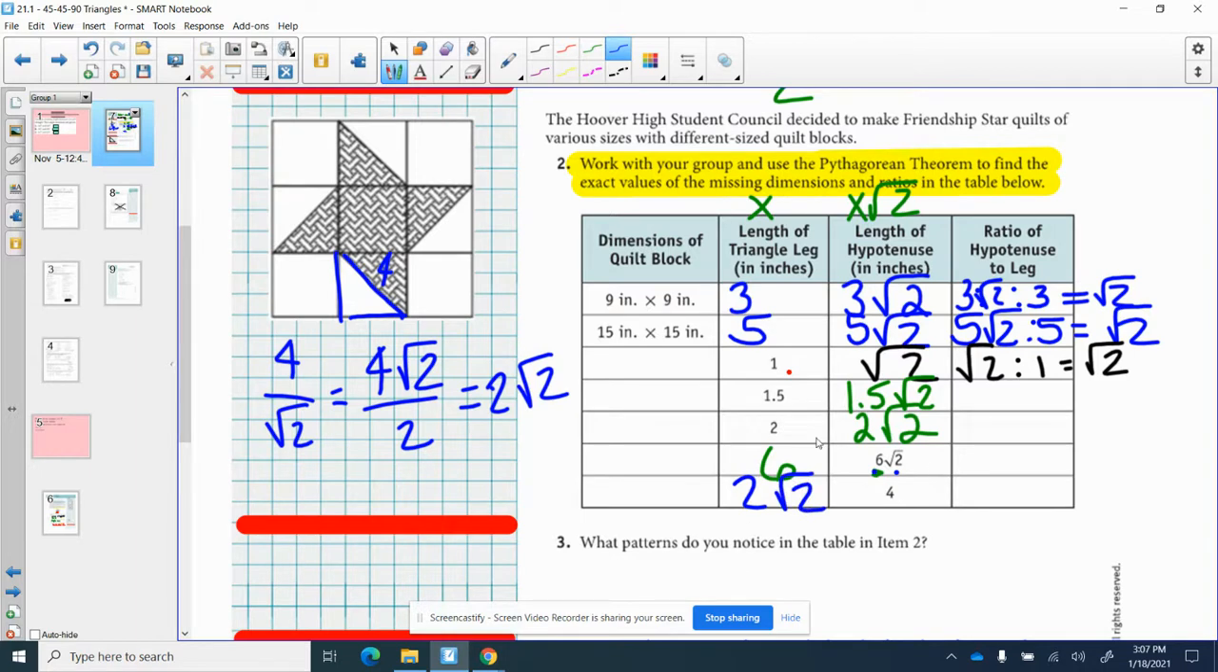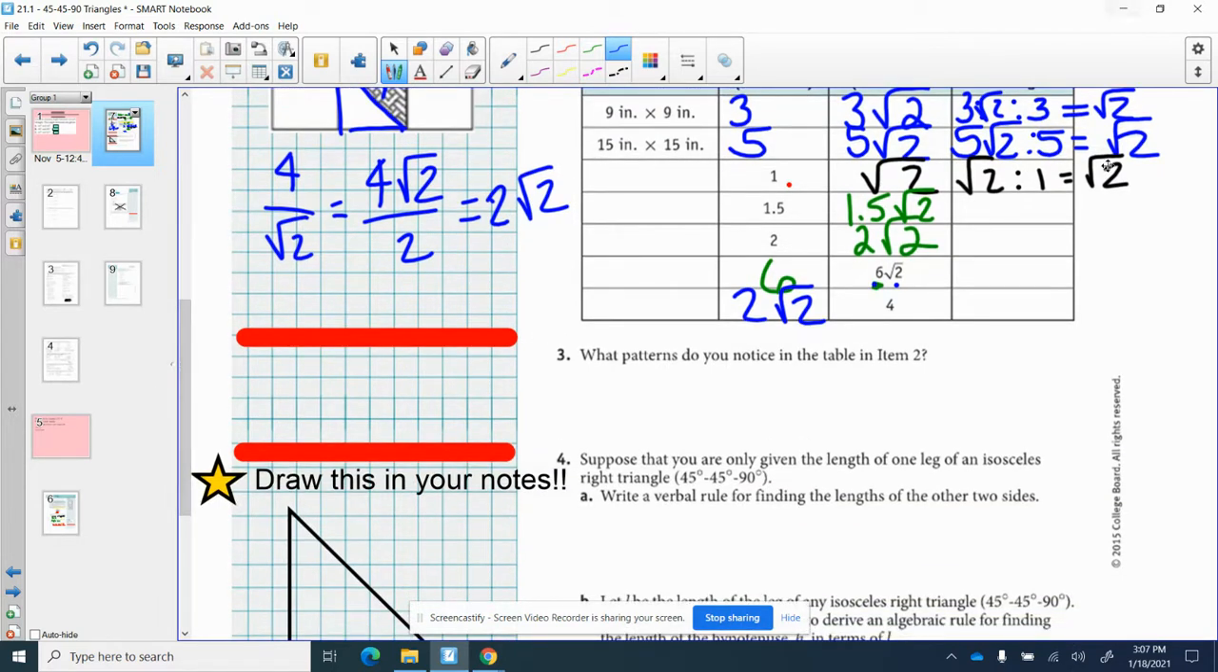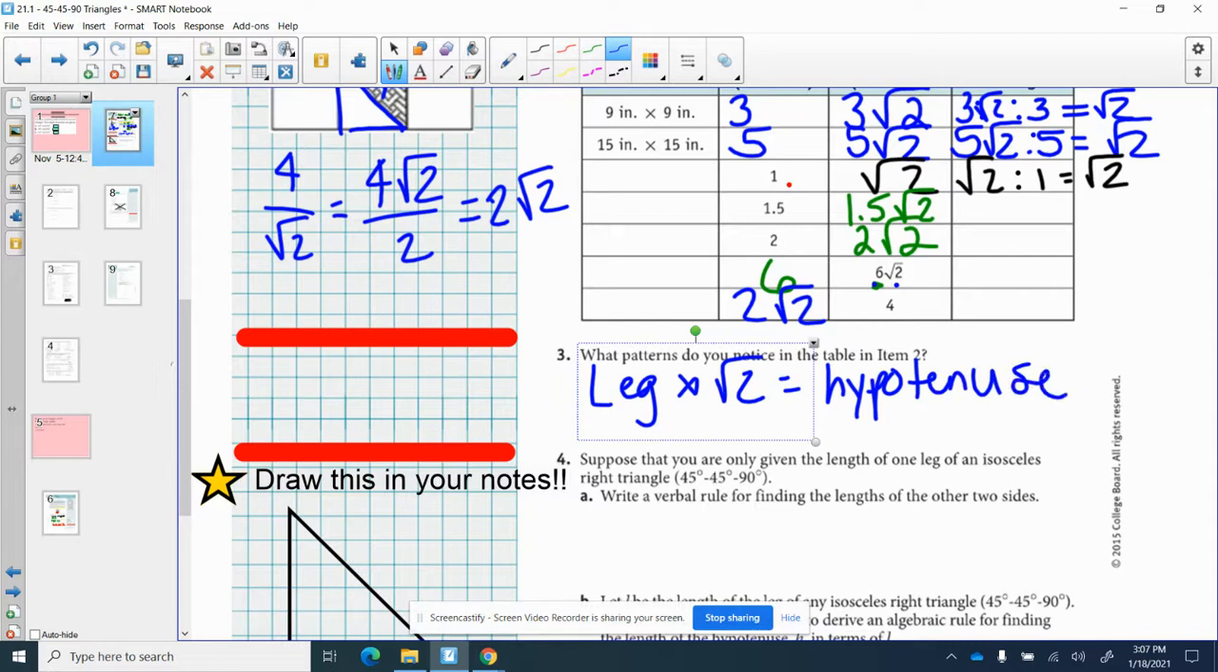Okay. We'll work more with that in a moment. So again, square root of 2 seems to be involved, in that the ratios keep coming out to this value. Basically, what we're looking at is if we multiply our leg times the square root of 2, it equals the hypotenuse. Or if we divide the hypotenuse by the square root of 2, then it equals a leg.